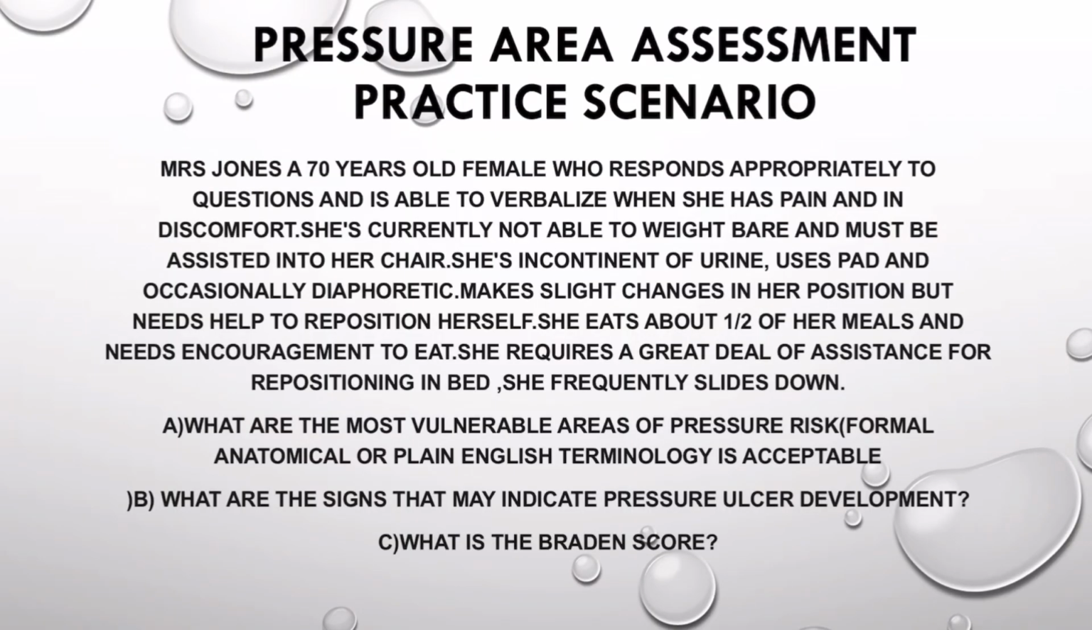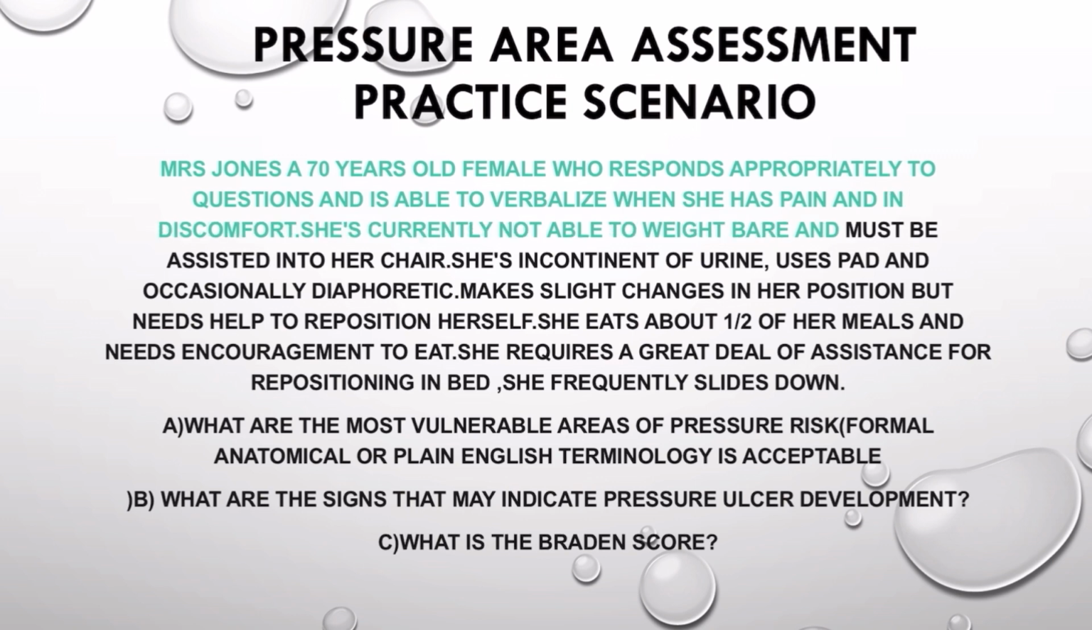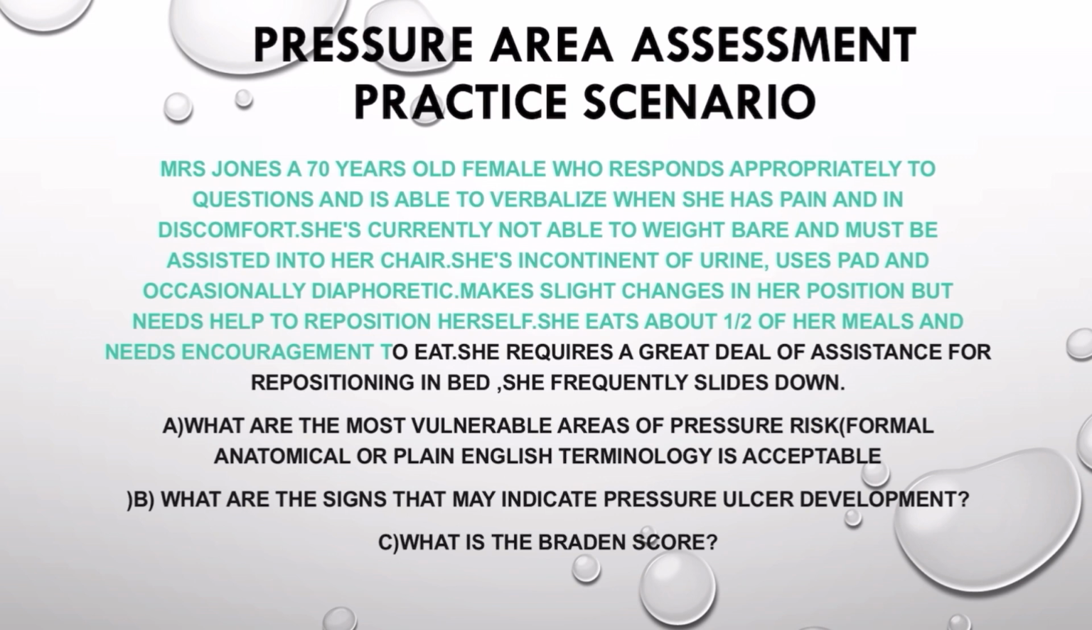Mrs. Jones is a 70-year-old female who responds appropriately to questions and is able to verbalize when she has pain and discomfort, and currently not able to weight bear, and must be assisted into her chair. She is incontinent of urine and uses a pad and is occasionally diaphoretic. She makes occasional slight changes in her position but needs help to reposition herself. She eats about half of her meals and needs encouragement to eat. She requires a great deal of assistance for repositioning in bed. She frequently slides down.